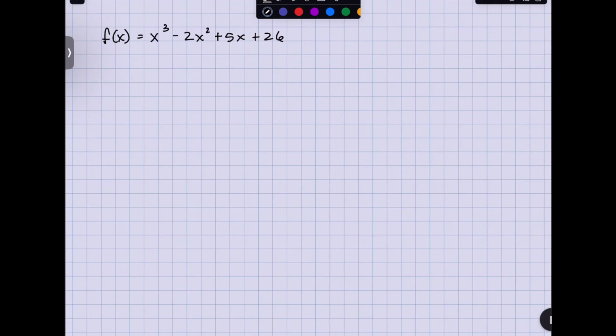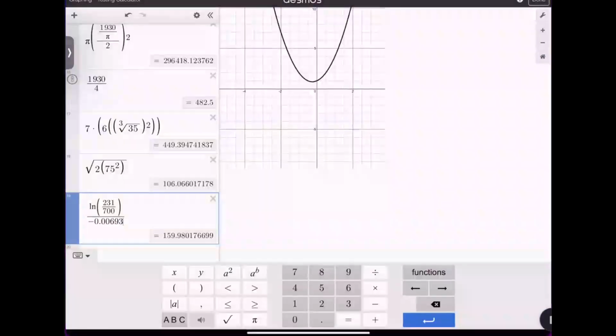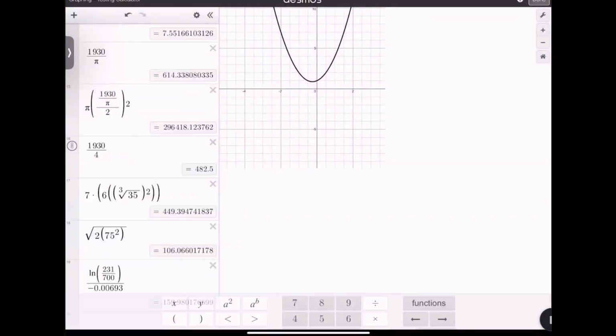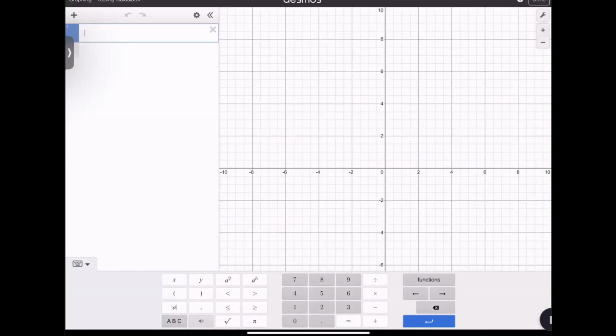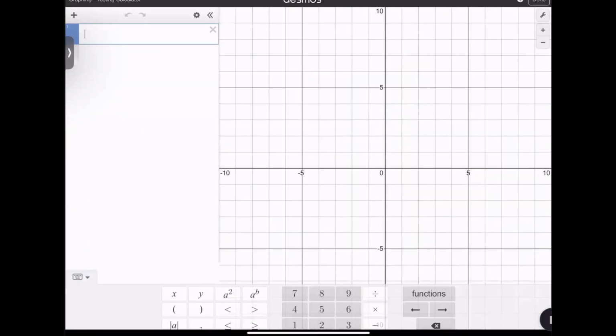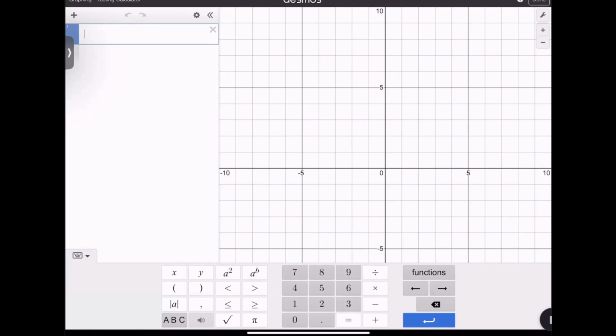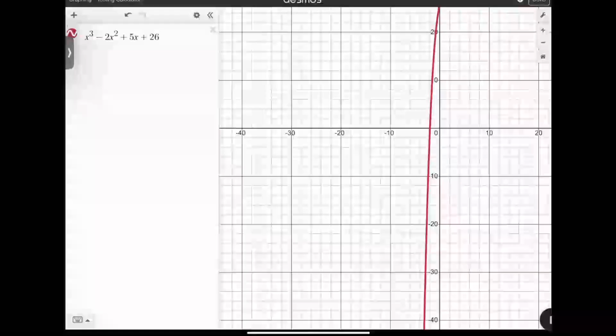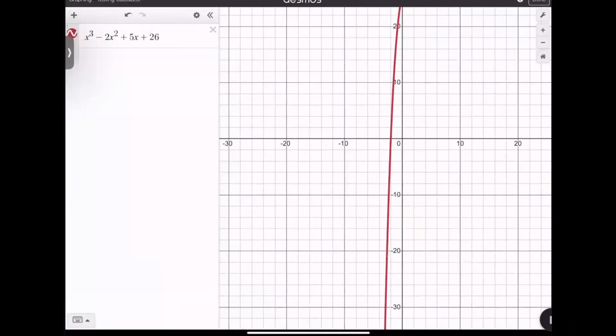So one way to do it is to put this in. So you got x to the third minus 2x squared plus 5x plus 26, right? Is that typed in right? The problem is that this only gives me one rational zero.